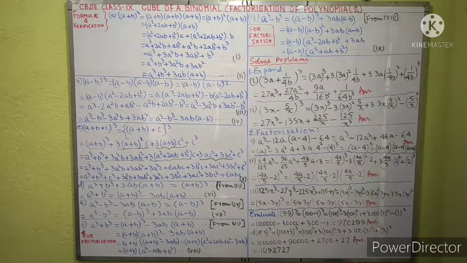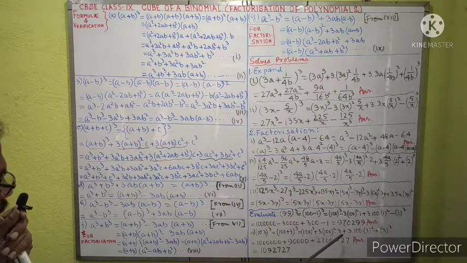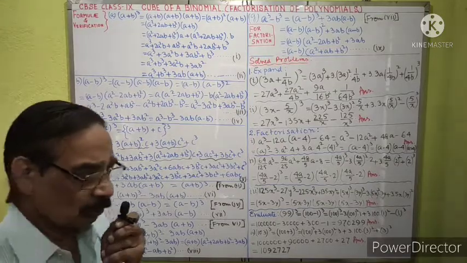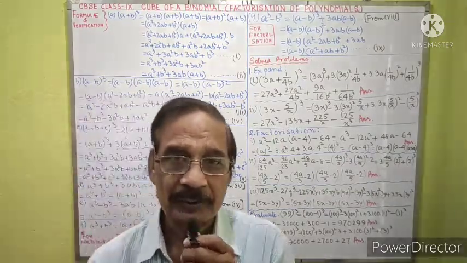Again it is 103 whole cube, (a plus b) whole cube. According to this formula, (a plus b) whole cube is a cube plus 3a square b plus 3ab square plus b cube. Calculating this, we are getting 1092727.